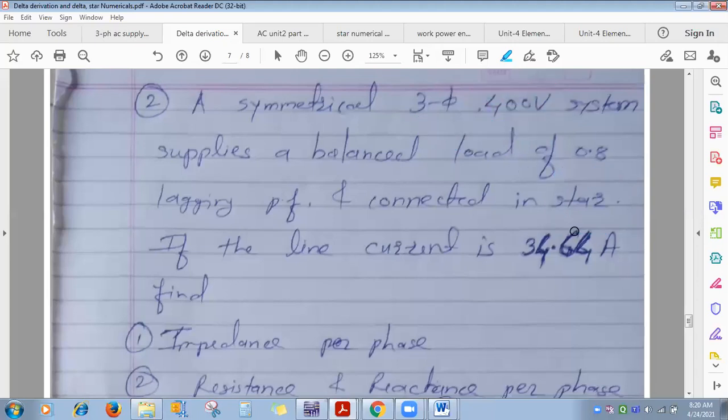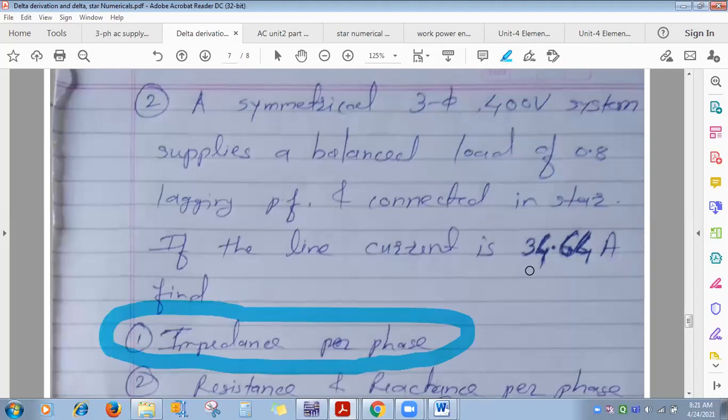Now VPH you know, IPH you know. So VPH by IPH, what you will get? Impedance. ZPH, correct. Impedance per phase. Got it? How to calculate impedance per phase? Getting? Everyone? Up to this?